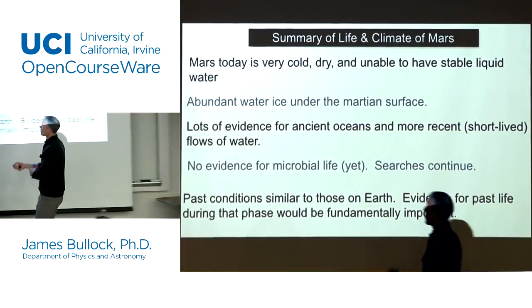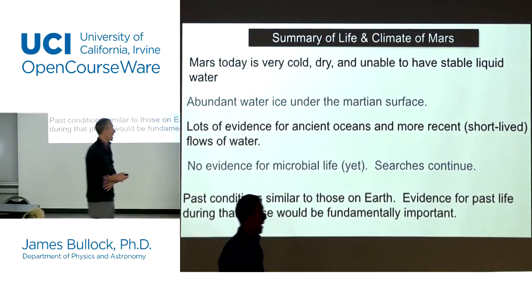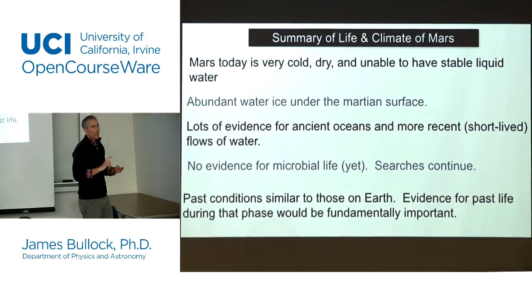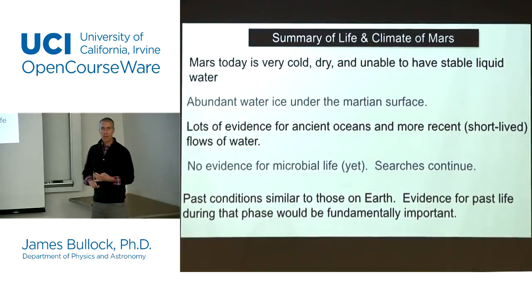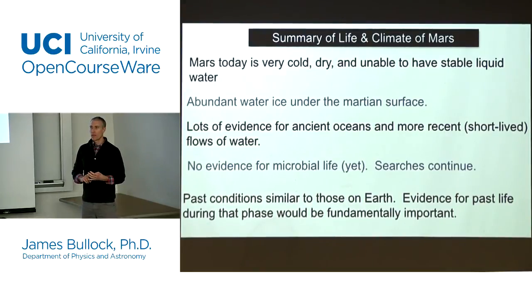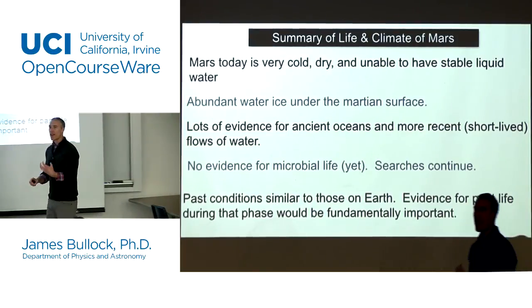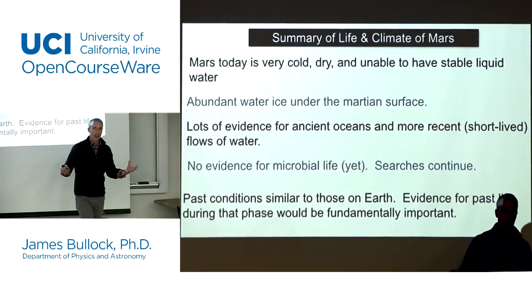Okay, so this is what I would say about the summary. What do we know about the possibility of life and the climate on Mars? We know today that Mars is cold. It's dry. It's got a very weak atmosphere, and therefore it's unable to have stable conditions for liquid water. So there are no seas, there are no lakes. None of that kind of stuff exists on the surface of Mars today. And for that reason, we don't think that there's anything like the grand variety of life that we have today on Earth.